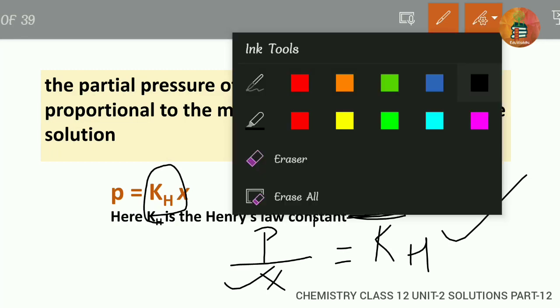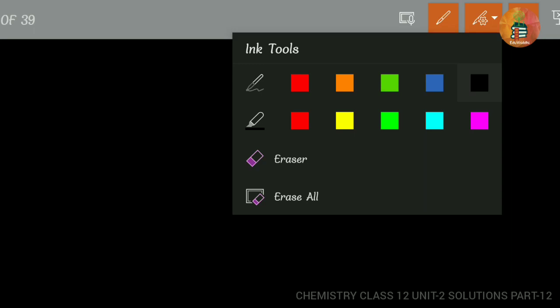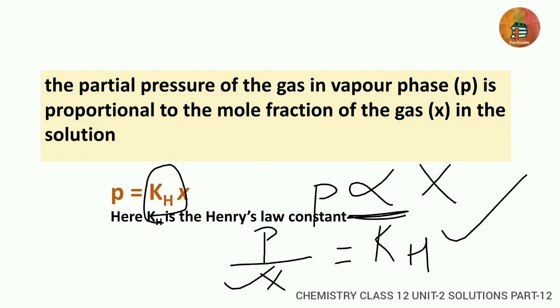This was also understood by drawing a graph of partial pressure versus mole fraction. They got a straight line. This tells us that the partial pressure of the gas goes on increasing, or is directly proportional to the mole fraction of the gas. So that's about Henry's law.